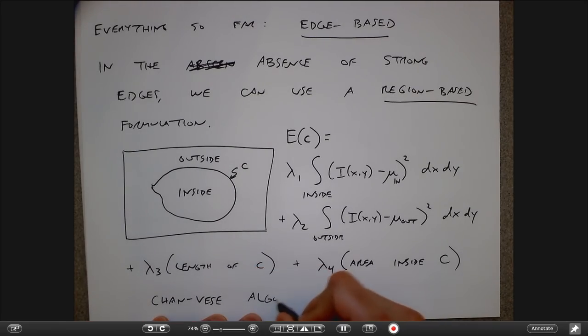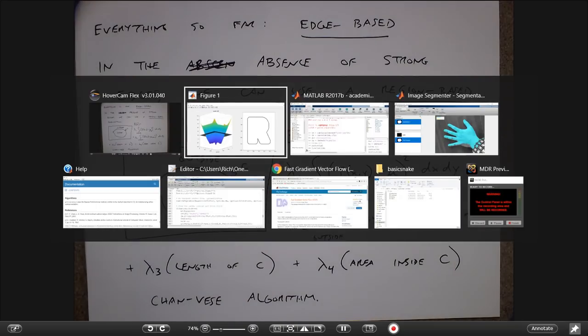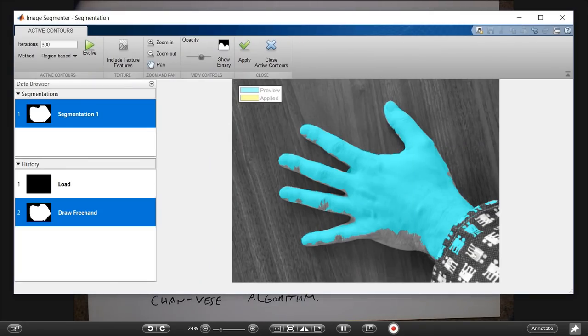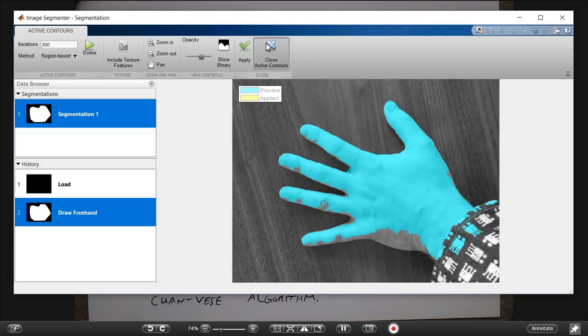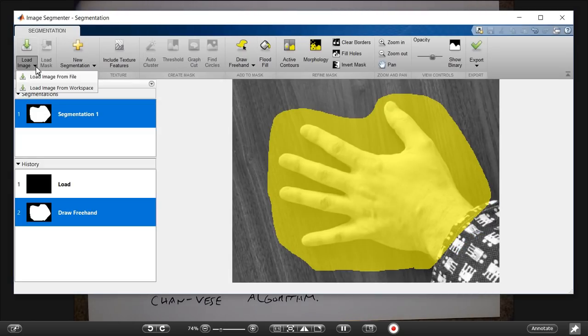Right? So the nice thing about this is that it doesn't force the image to have strong edges. You can imagine that I have an image that is kind of fuzzy, and it would still work pretty well. And so if you go to MATLAB's image segmenter and you ask for region-based, as we did here, that's what's going on. If you look here, it says region-based active contour developed by Chan-Vese. So that's what's happening.